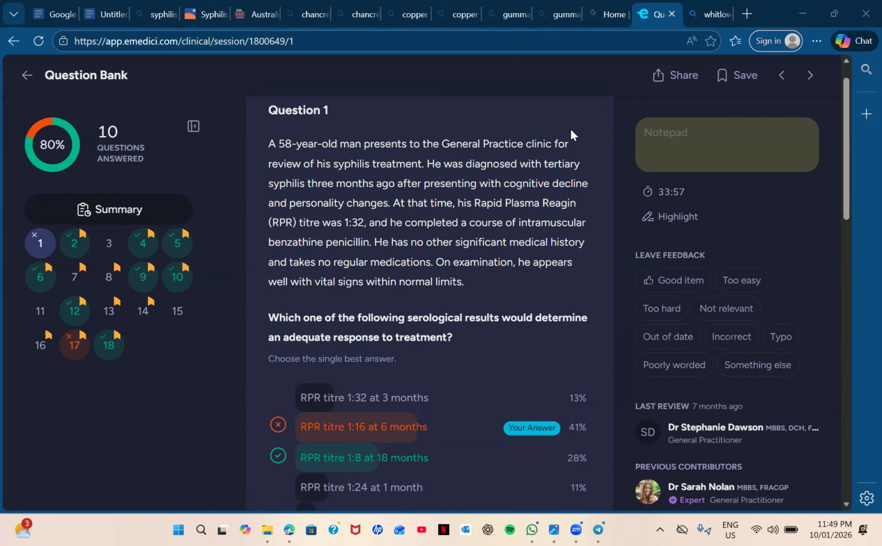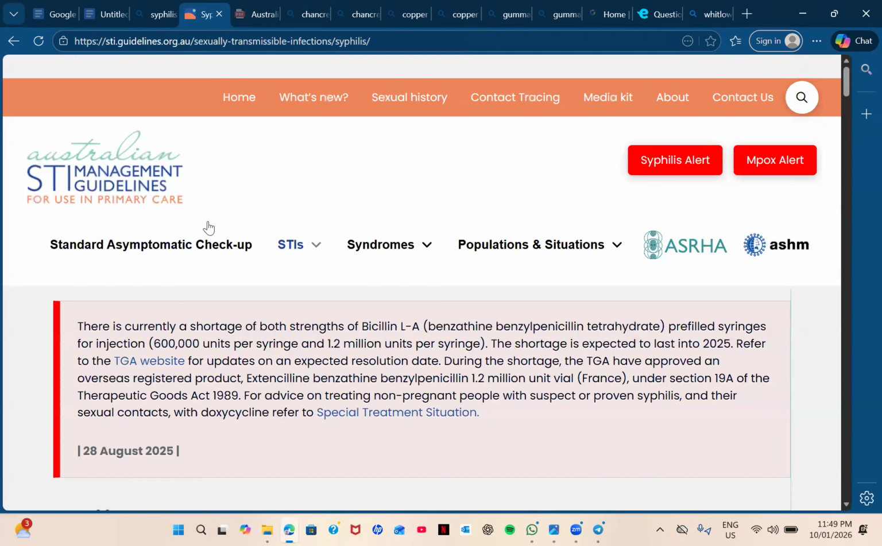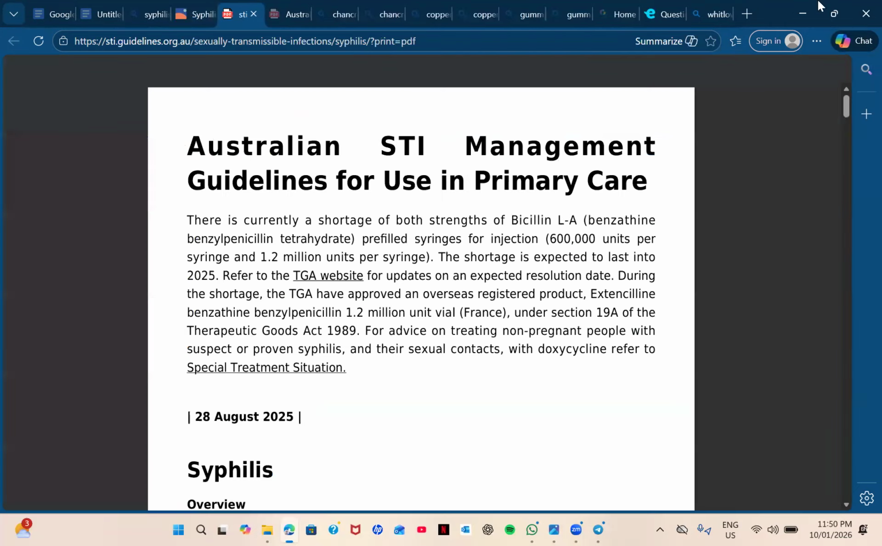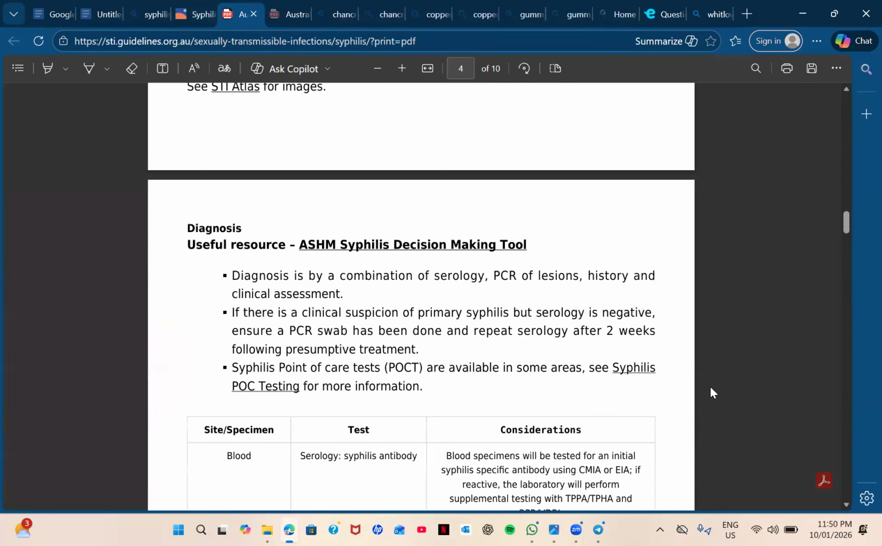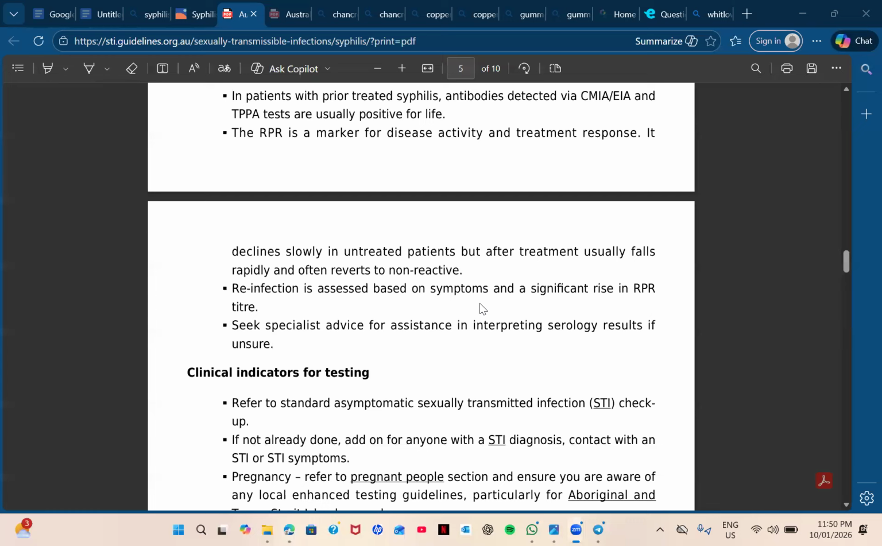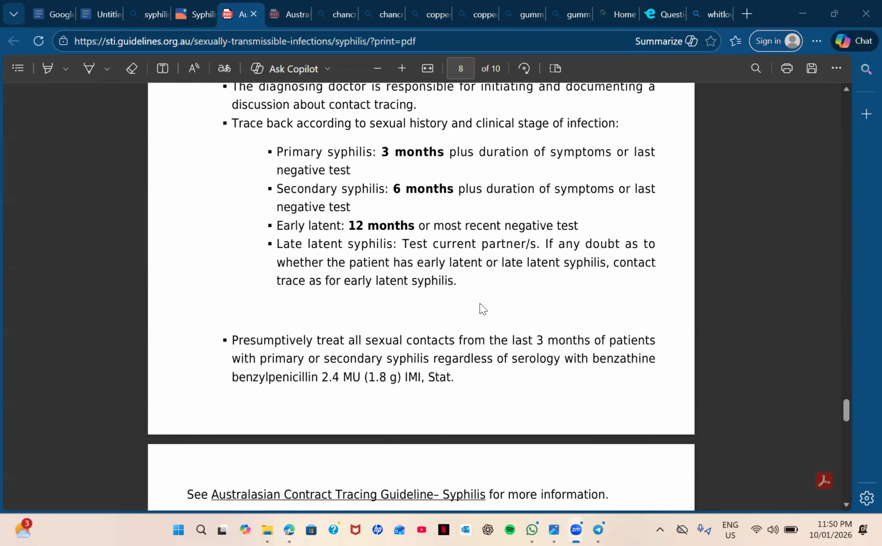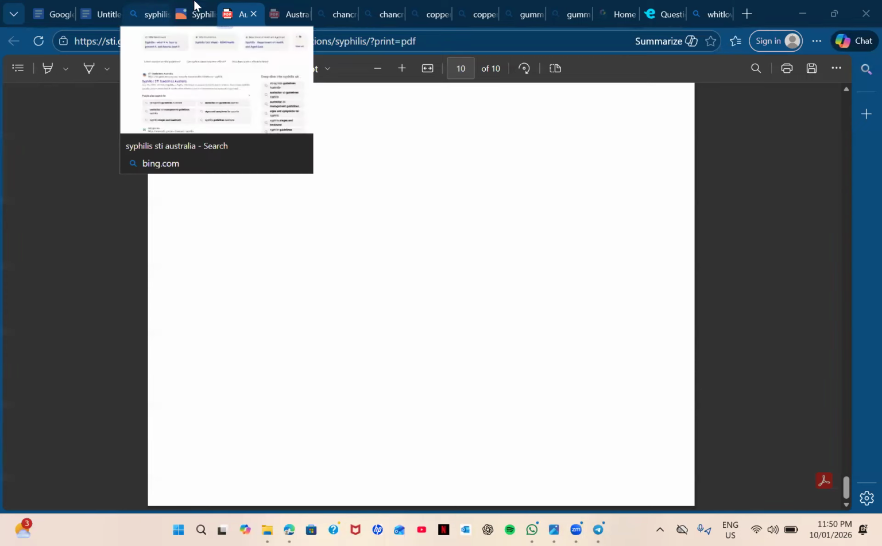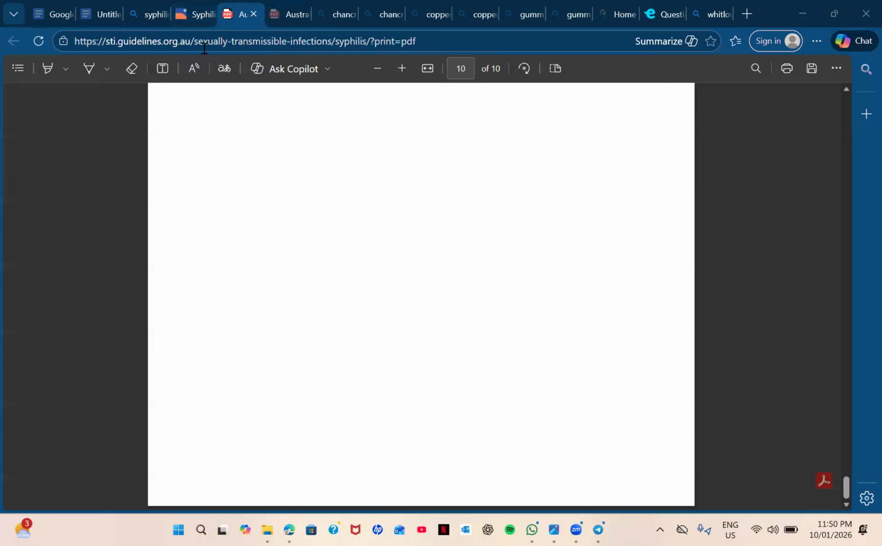You can download it from the online doctor as I showed here. Go to syphilis STI Australia, then print as a PDF, then you can share it. So please remember each and every point, and add the details from the therapeutic guideline. Use the updated guideline. I wanted to show you the difference, because last year when I was studying there was something else with benzylpenicillin, but now they have removed it.